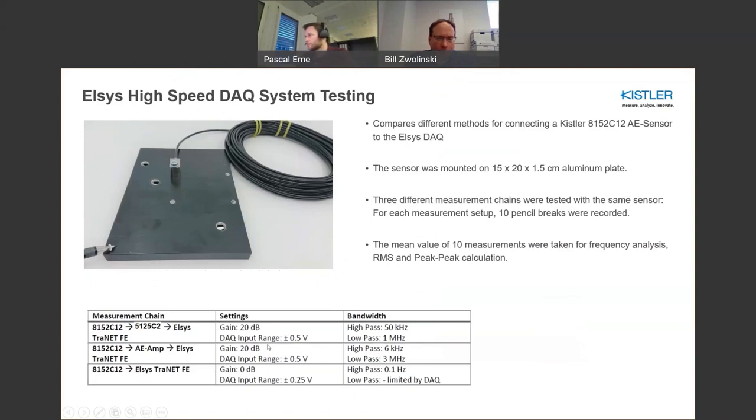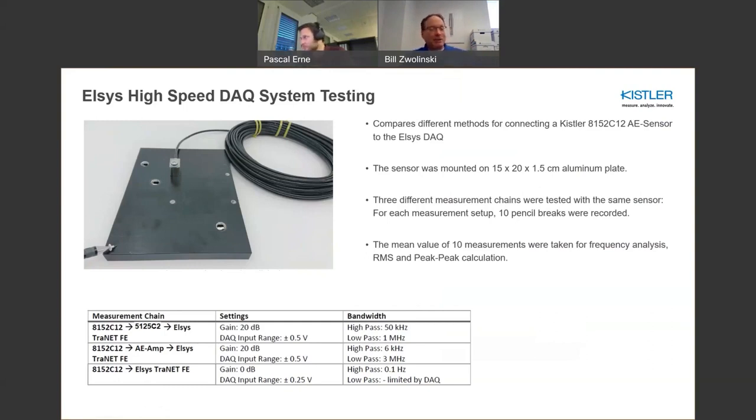So anyway, what we did was we did three scenarios. One was basically using the acoustic emission sensor, acoustic emission coupler, and just the high-speed data acquisition system of the ELSYS. The other one was using the sensor, the 8152, and the acoustic amp from ELSYS. And then the next one is basically just using the sensor directly coupled into the data acquisition system.